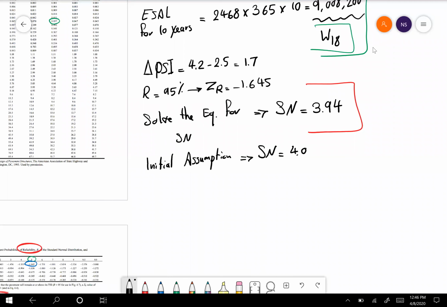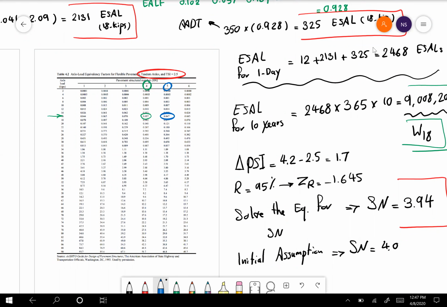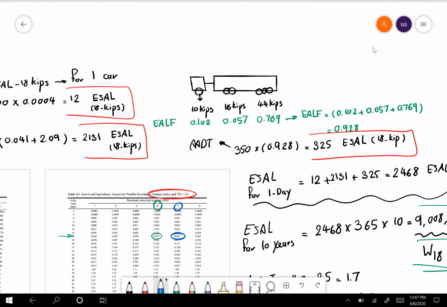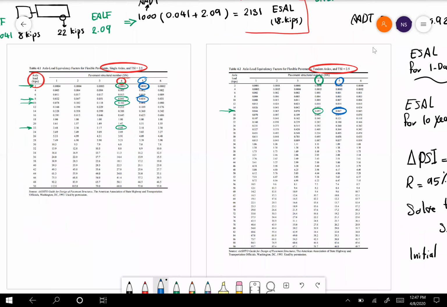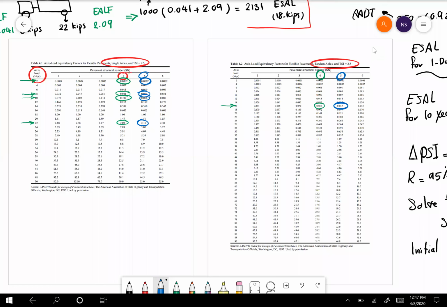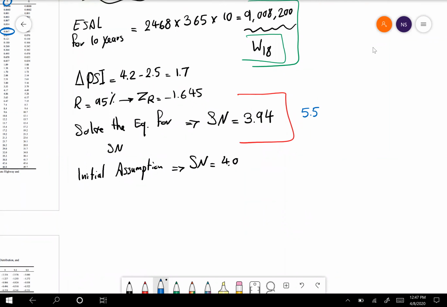Now, what happens is that, for example, if you have, let's say 5.5 here, after solving the equation, you need to change your initial assumption to 5 on all the tables and redo all these traffic calculations with the new equivalency factors. All of these, they need to be done again. And then going back, calculating the new ESAL right here, the new one with 5, and then again calculating the SN. And if that one is close to 5, then we are good to go. Otherwise, we have to go back again.